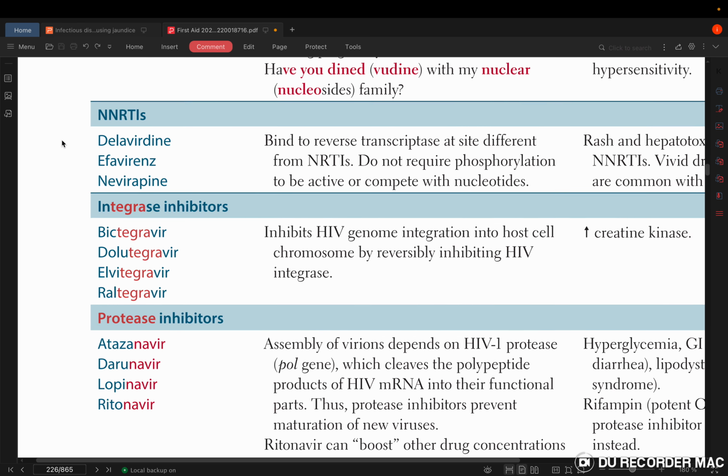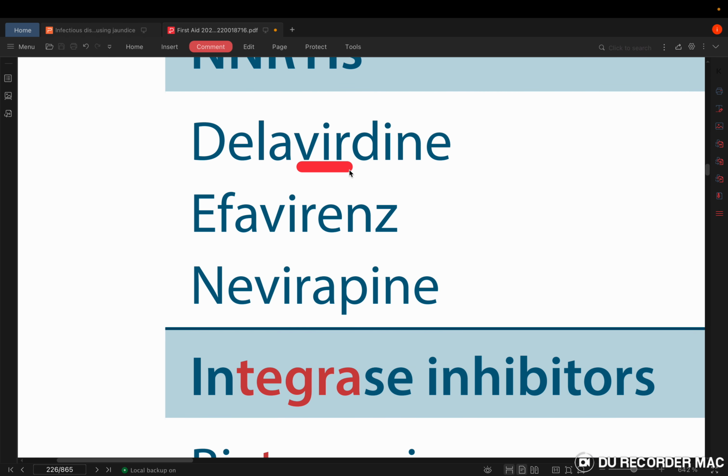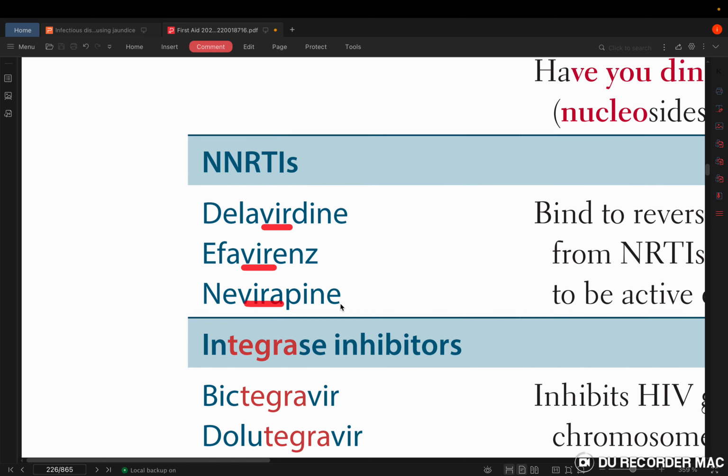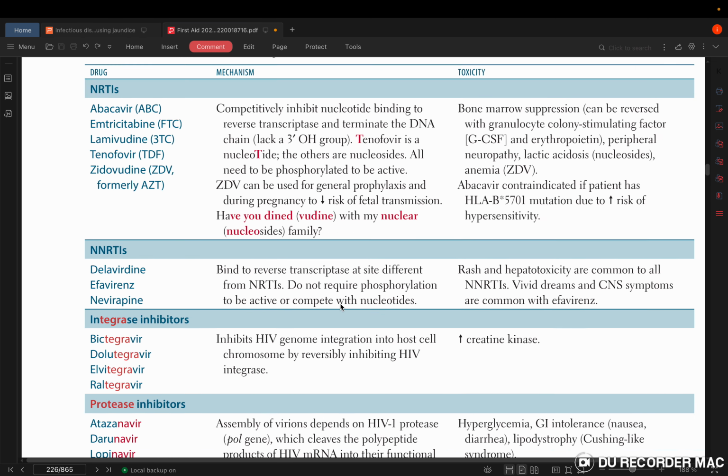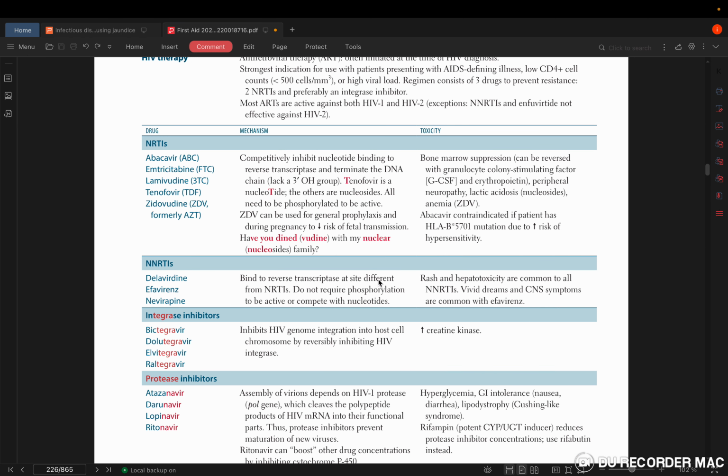They have "ver" in the middle of the name. These drugs also bind to the reverse transcriptase, but at a different site from the NRTIs. They do not require phosphorylation to be active or compete with the nucleotide. Thus, they have many side effects, including rash and hepatotoxicity, which are the most common.